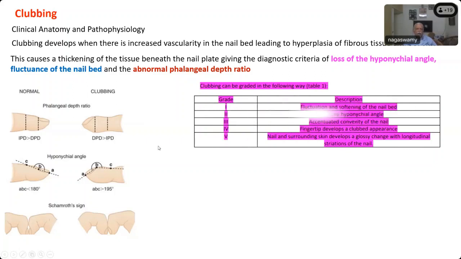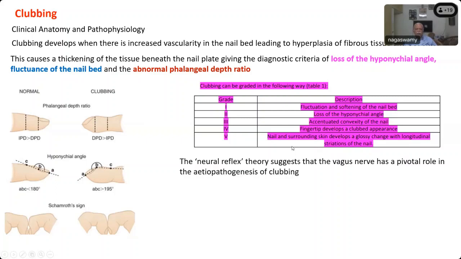Based on this, you can grade the clubbing into grade 1, 2, 3, 4, 5. And the description: initially it is only a fluctuation and softening of the nail bed. Later on, the loss of angle happens. This is the Lovibond angle or hyponychial angle. Then accentuated convexity of the nail. The fingertip develops a clubbed appearance. The nail and surrounding skin develop glossy change with longitudinal striation. And some books say that the osteodystrophy at the lower end of the radius, it can go up to that.